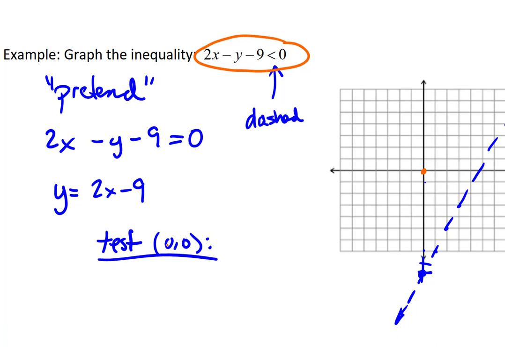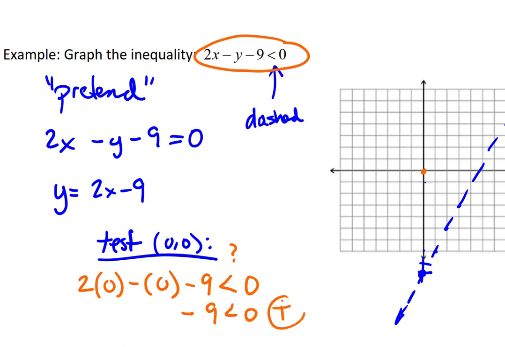So we're plugging in 0 for x and 0 for y, which means is 2 times 0 minus 0, that's like the 2x minus y, minus 9. Is that less than 0? We're not sure. This is our test to find out. Well, simplifying it would tell us that negative 9 is less than 0, which is actually true.